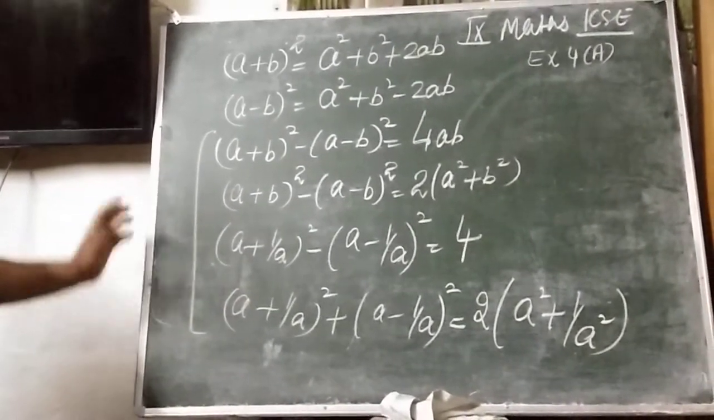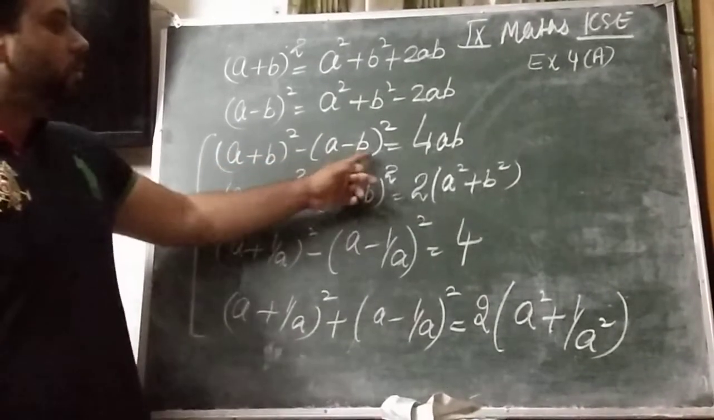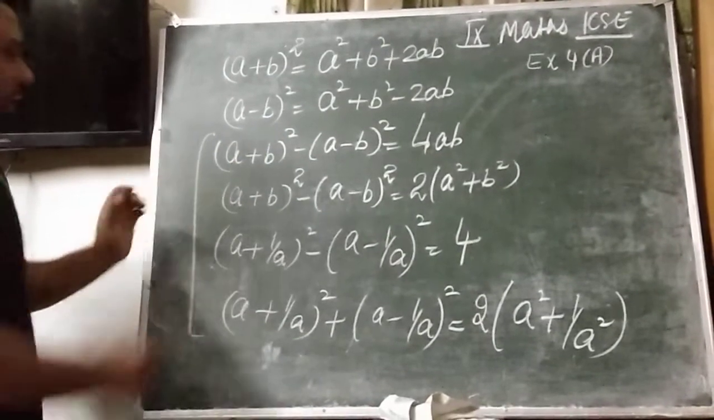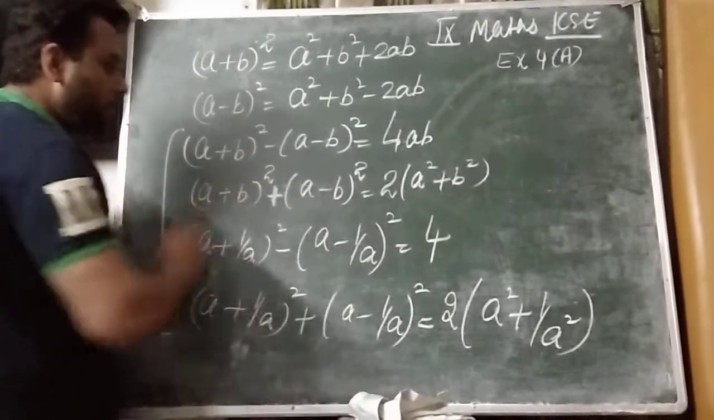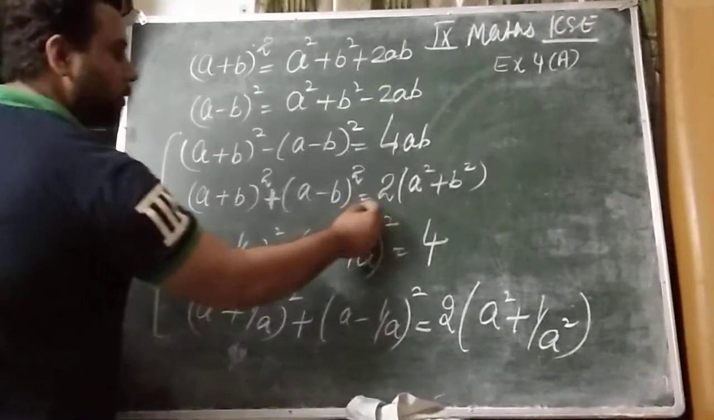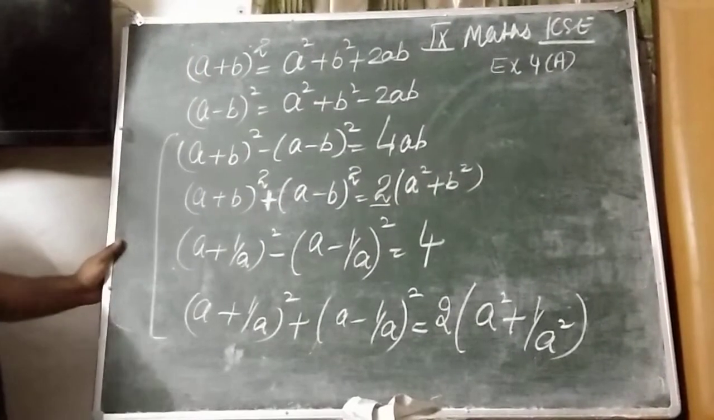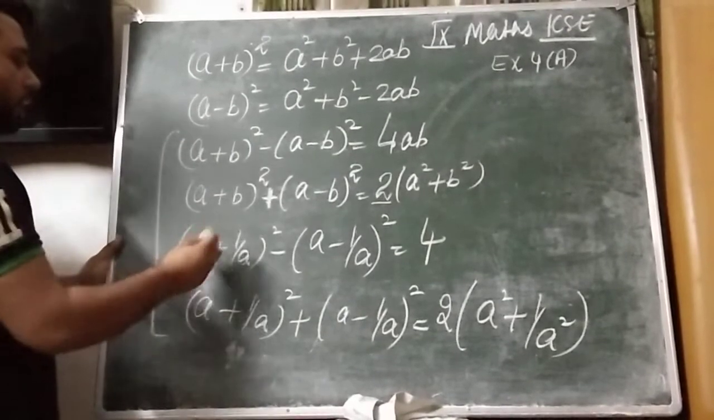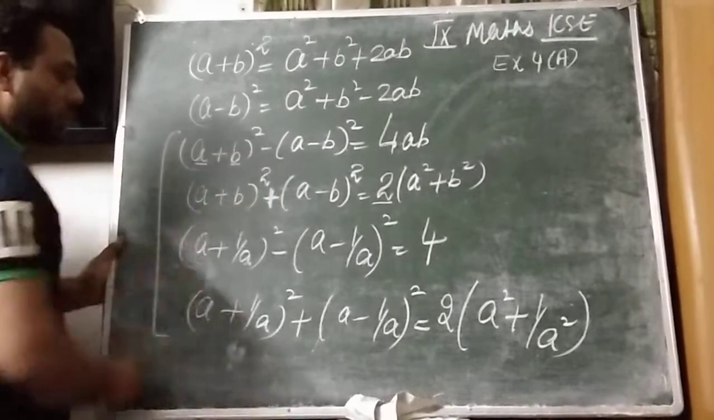So first one is (a plus b) whole square minus (a minus b) whole square equals 4ab. Same way, (a plus b) whole square plus (a minus b) whole square equals 2 bracket a square plus b square. The same two formulae we have to write for a and 1 by a, that is, in place of b we take 1 by a.